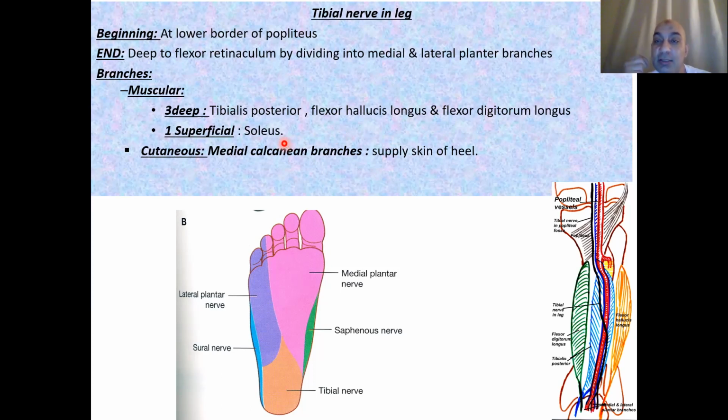So the soleus takes double nerve supply, one from the tibial nerve in the popliteal fossa and the other from the tibial nerve in the leg. Cutaneous: medial calcaneal branch to the skin of the heel. To the skin of the heel, this is called the medial calcaneal branch. Articular for the ankle joint.